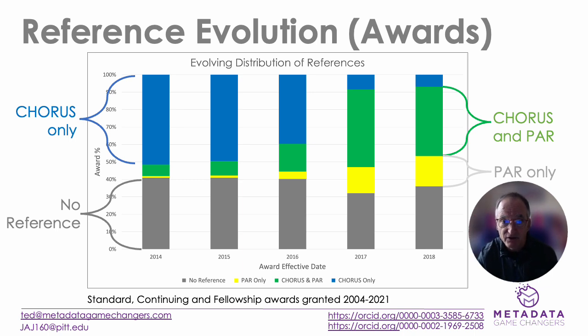It's easy to speculate that some kinds of awards, well, it's certainly true that some kinds of awards made by NSF may not produce published results, but we restricted our data to standard, continuing and fellowship awards granted between 2004 and 2021. And so we expect that type of award to produce some published results.